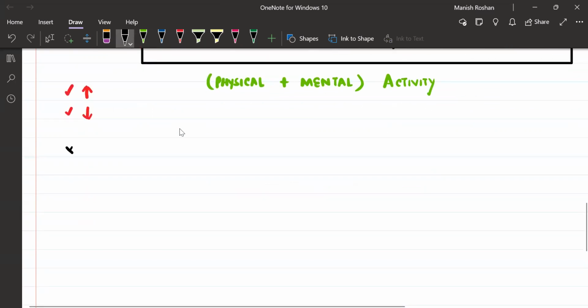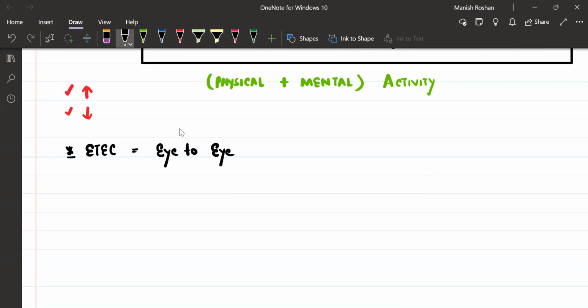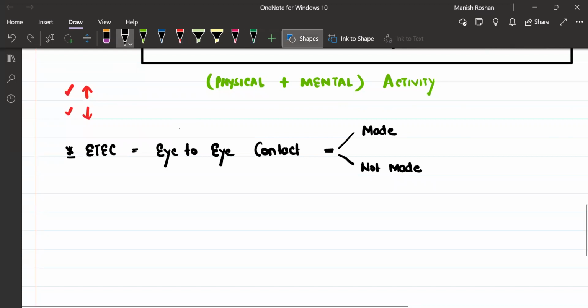So next in line is eye to eye contact. Eye to eye contact is very important to mention, and it is one of the key components of the mental status examination. You can write whether the eye contact was made or not. That is, whether the eye to eye contact was made between the interviewer and the patient or not. So this is the first component.